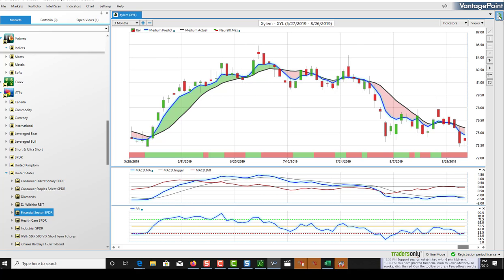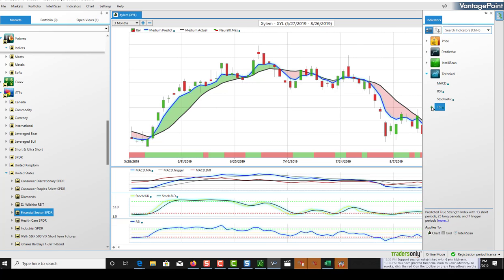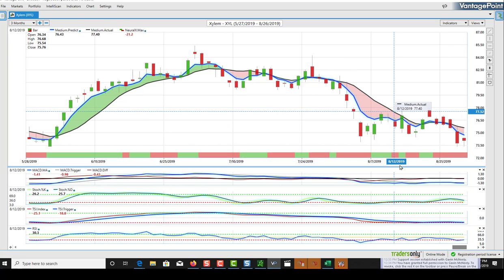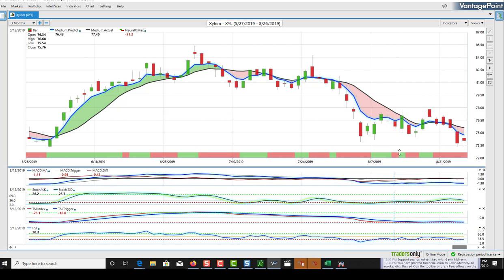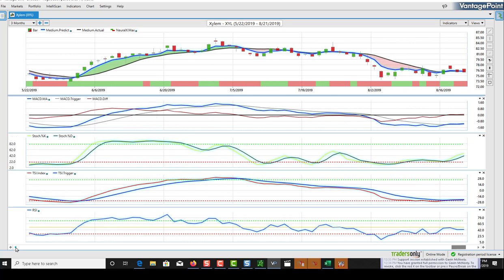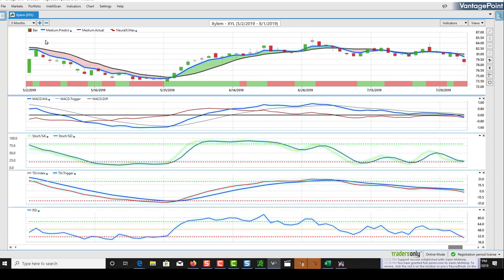MACD, you've already got the RSI on there. Stochastic, and TSI. All right, so first thing we're going to do is see these a little bit better. I'm going to move this up. There we go. So, first thing we're looking at, over here on the left-hand side, as you can tell, we have been in a downward trend. Now, you have a crossover that happens right here.